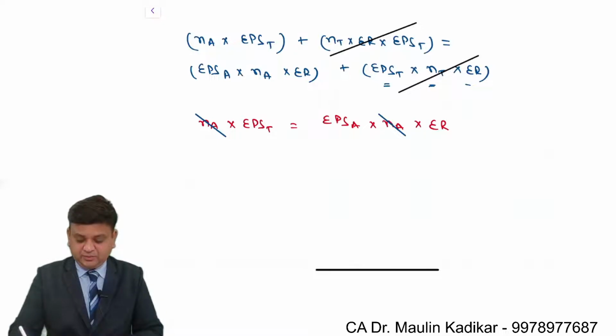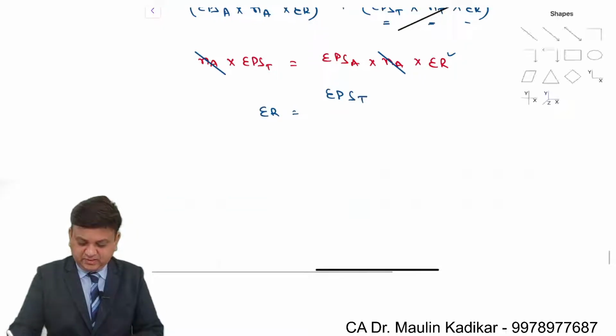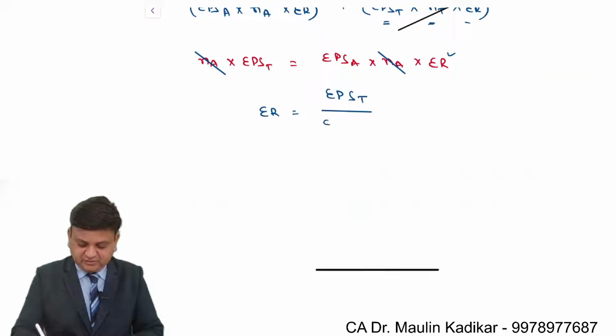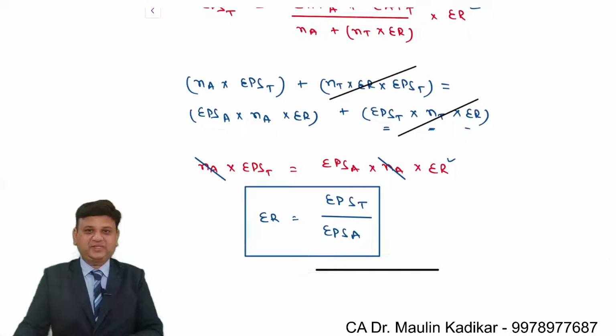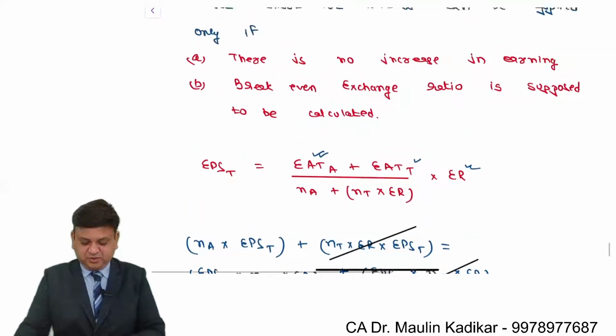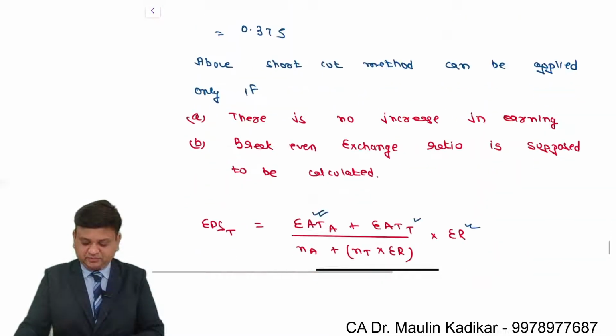So now you can compute the exchange ratio as balancing figure. It is EPS of T divided by EPS of A. And that is the way we can make the calculation of the exchange ratio. This is what we understand. So these are the two conditions which are required to be fulfilled for the purpose of doing the answer.